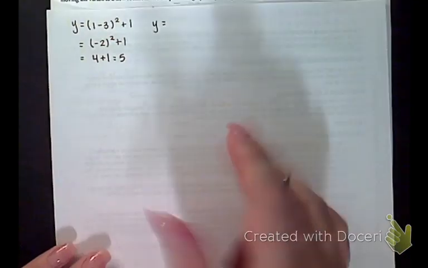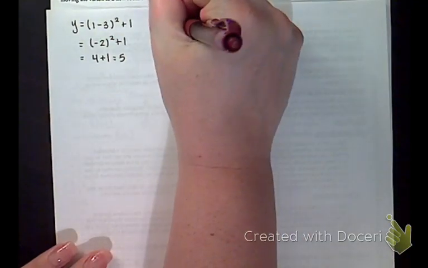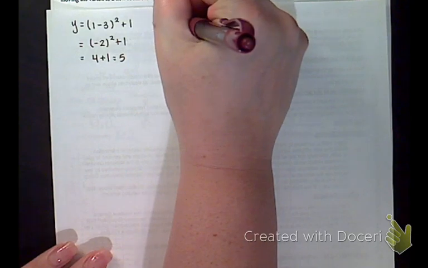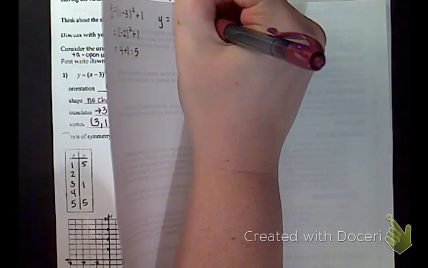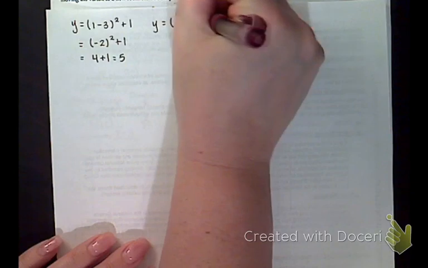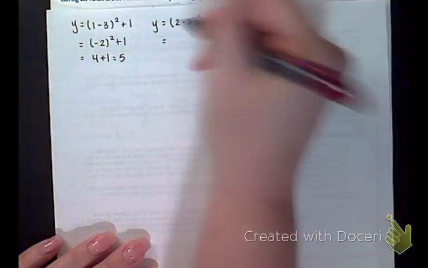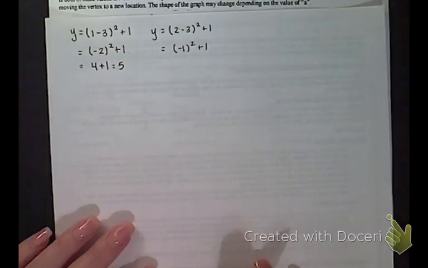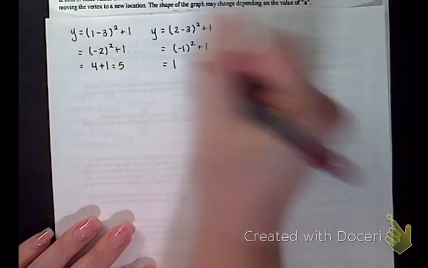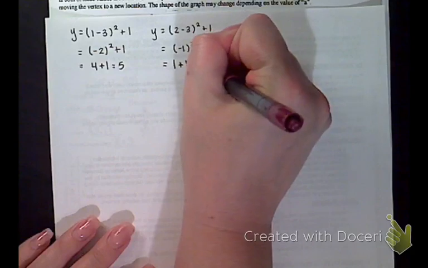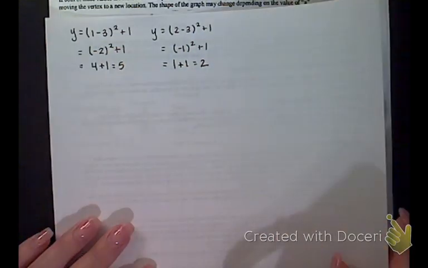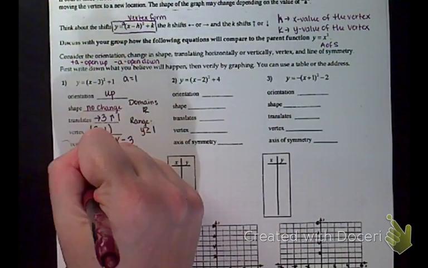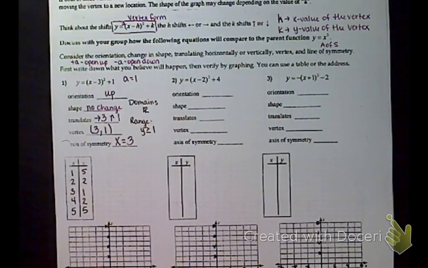So y equals 2 minus 3 squared plus 1. 2 minus 3 is negative 1 squared plus 1. Negative 1 squared is 1 plus 1, which is 2. So this and that should both be 2.